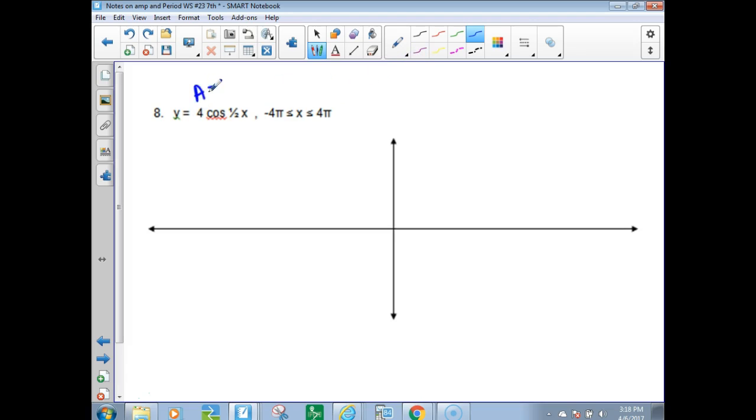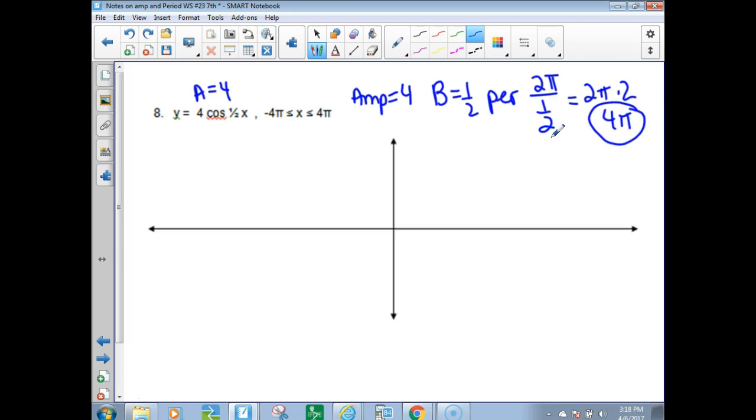All right, we got an A of 4, which means the amplitude is 4. We've got a B value of 1/2, which means the period is now 2 pi divided by 1/2, which is 2 pi times 2, or 4 pi. All right, here we go. It says for us to graph. Wait, what was my amplitude? 4 to negative 4.